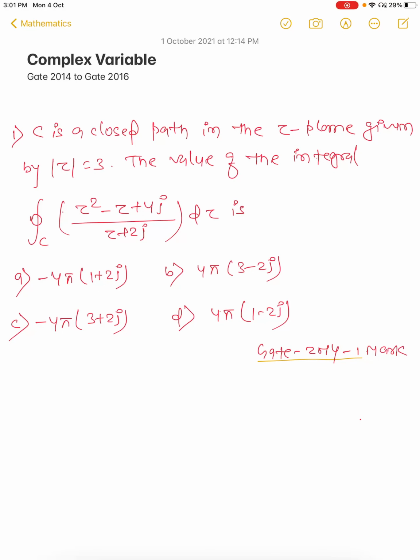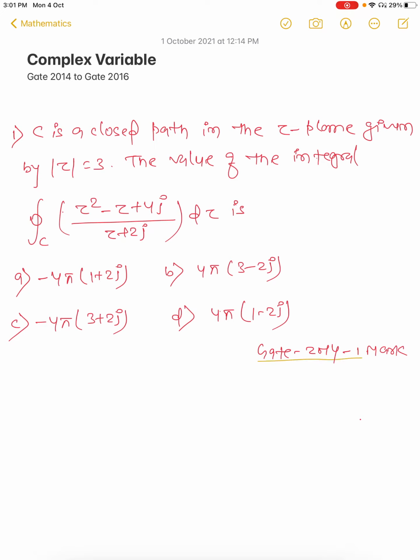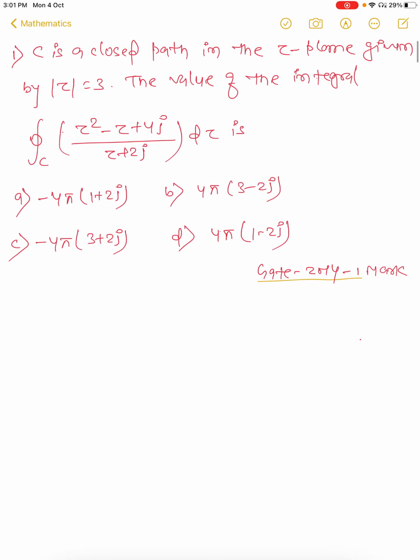In this video, I will discuss the complex variable questions asked in GATE 2014 to GATE 2016. Now let's start the first question. C is a closed path in the Z plane given by mod Z is equal to 3. The value of the closed integral of (Z square minus Z plus 4j) upon (Z plus 2j) dz is, we have to find out.